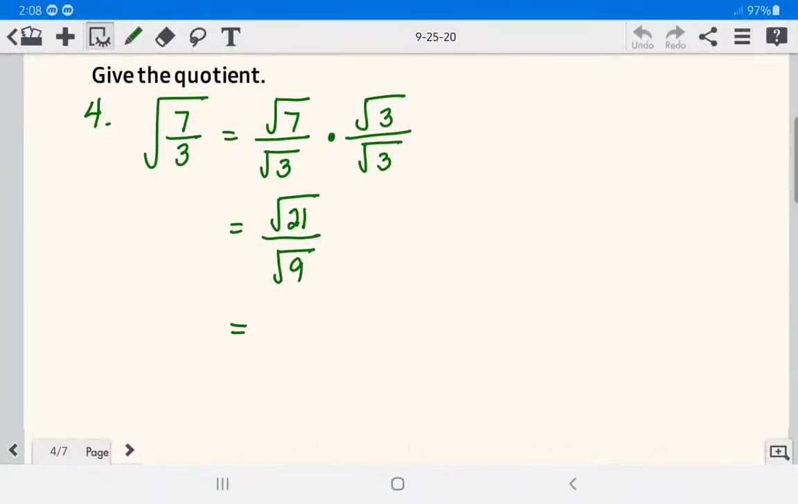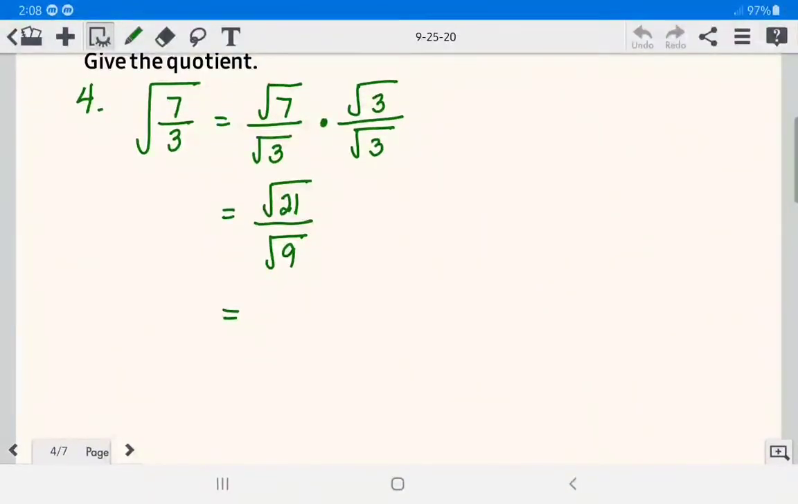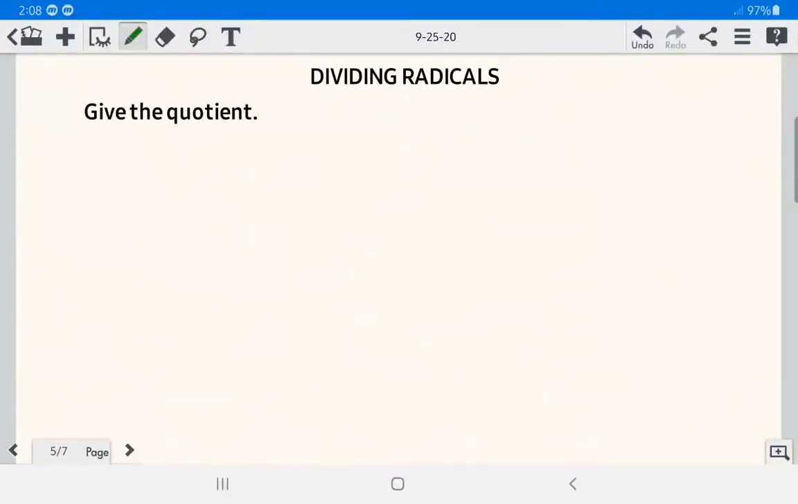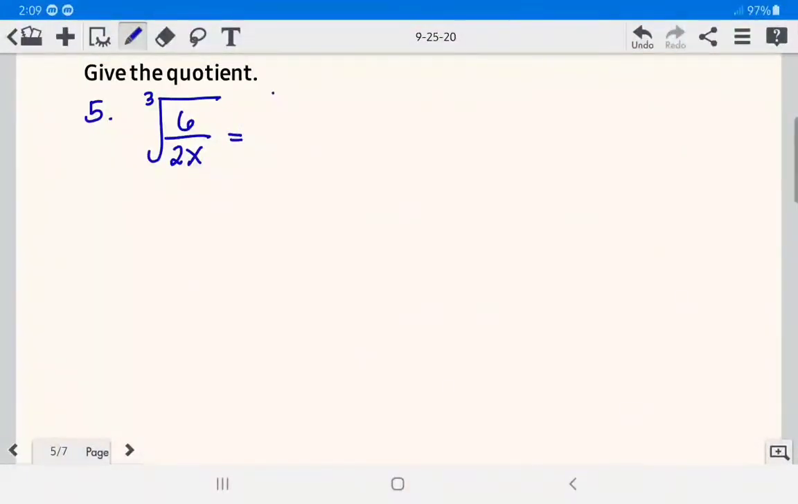So the answer is the square root of 21 over 3. Okay? Next, number 5. Let's say we have the cube root of 6 over 2x. So using the quotient rule, we have the cube root of 6 over the cube root of 2x.